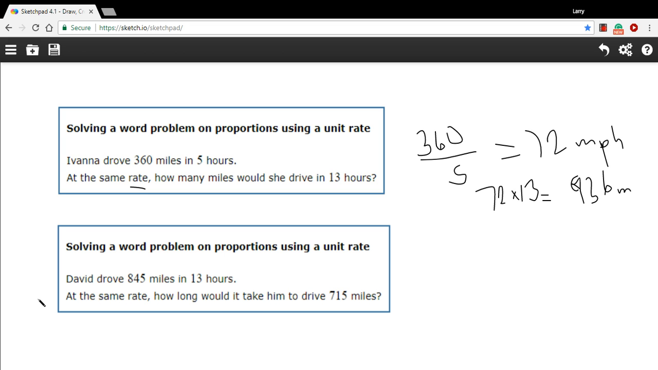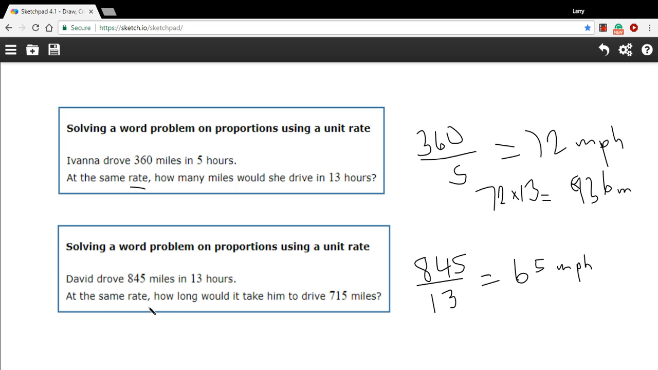Let's look at another one. This is slightly different. The first part says David drove 845 miles in 13 hours. Again, we're going to figure out a rate from that, and let's just jump into that right now. We're going to take 845 and divide it by the 13 hours that he drove, and that is 65 miles per hour. Okay, he's not quite so crazy fast as Ivana.